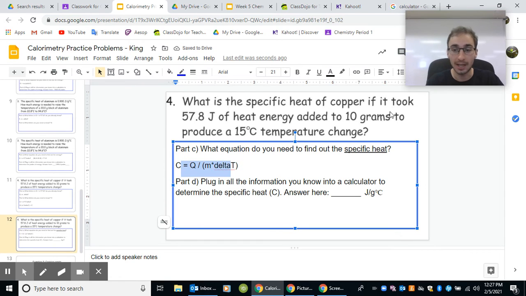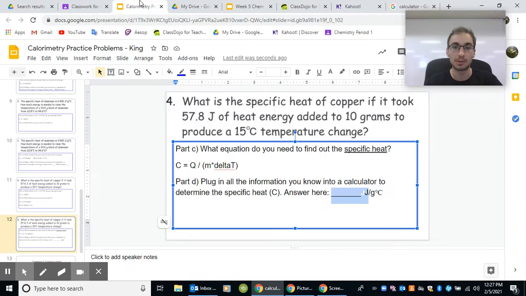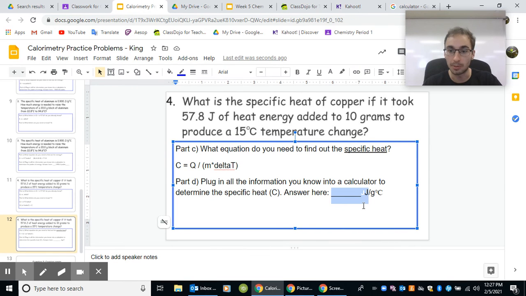Now I have the formula and all the information I need. I'm just going to plug it all in. I'm going to start with 57.8 divided by, in parentheses, mass times delta T, so 10 times 15. And then my answer, you can round it to 0.39. That's how much the specific heat of copper is.